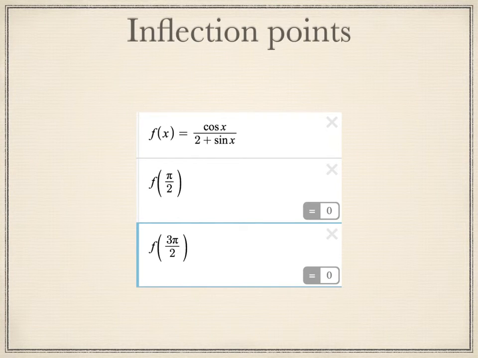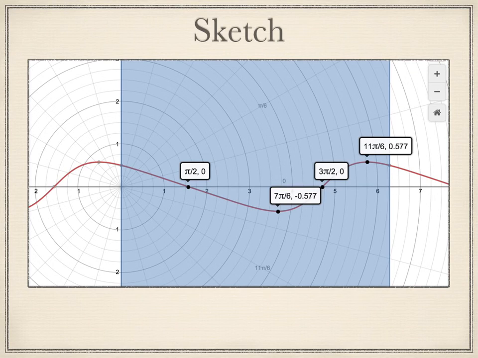For the inflection points, we set our second derivative equal to 0, and then we plug that into our function. And here's the final graph with all the important features. As you can see, we have the x and y intercepts, a minimum at 7 pi over 6 and negative 0.5, and then the maximum at 11 pi over 6.